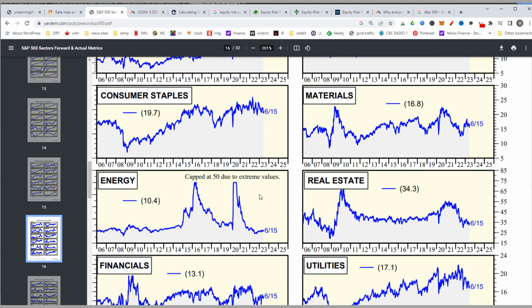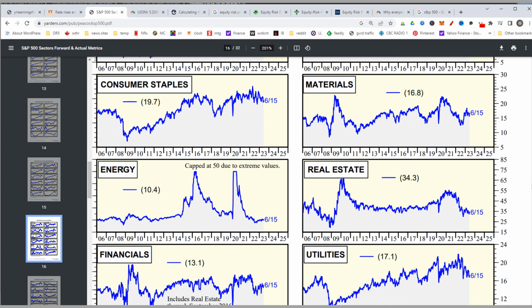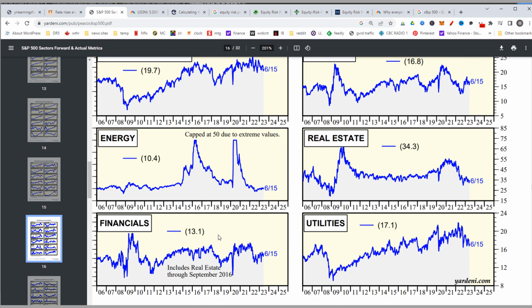But there are industries that are looking not too bad. For example, energy is only trading at a 10.4 times forward earnings. Financials as well, maybe not super cheap, but at 13 times earnings, that is quite reasonable.